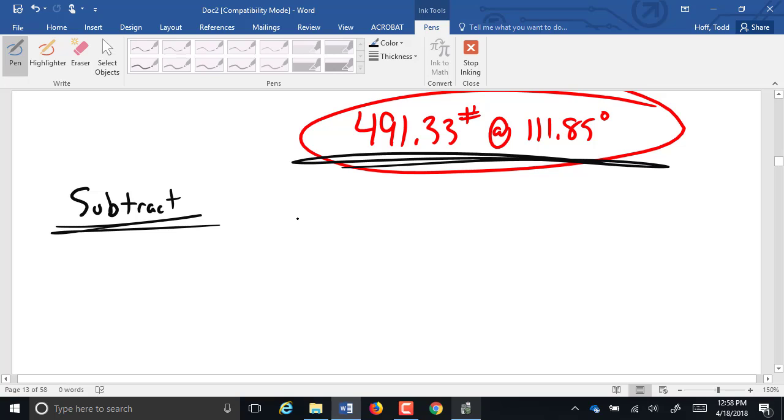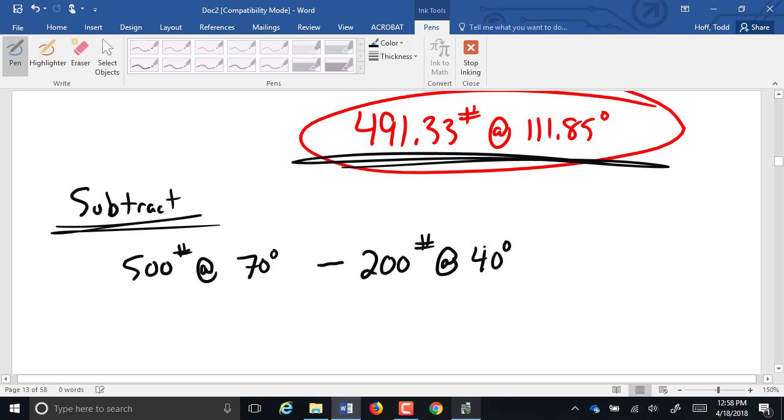If I want to subtract vectors, if I want to do 500 pounds at 70 degrees minus 200 pounds at 40 degrees, subtracting involves using the inverse. I have two options. The inverse of this is 200 pounds at 220 degrees.